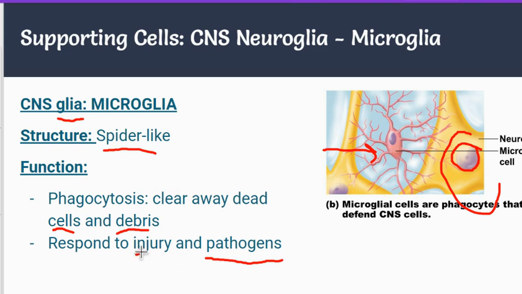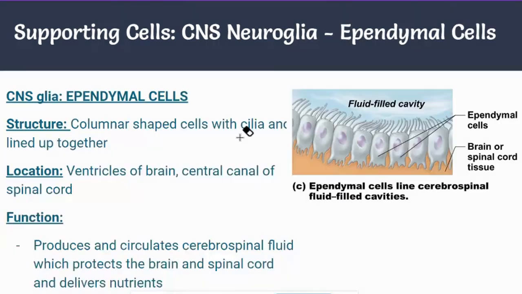Also responds to injury. So he's looking for damage or problems going on in your nervous system, and he's going to take care of that. So he's like the immune cell that's going to take care of old cell parts. He's going to get rid of those neuronal debris and also pathogens. He's going to take care of all that. So it's kind of like the immune system for your nervous system.